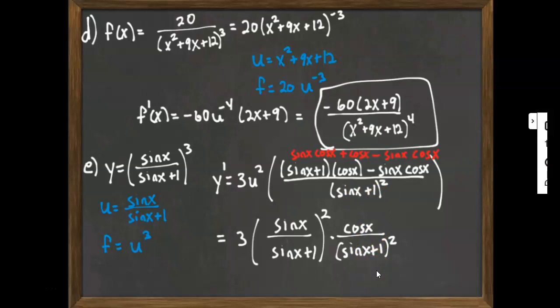And here we can distribute the square through. That'll give us sine squared. Group the 3 with that. That'll be 3 sine squared x cosine x on the top. And then on the bottom here, I'm going to have a sine x plus 1 squared with another sine x plus 1 squared. So I'm actually going to have a sine x plus 1 to the 4th power there in the bottom. And so we get 3 sine squared x cosine x in the top over sine x plus 1 to the 4th power in the bottom here.